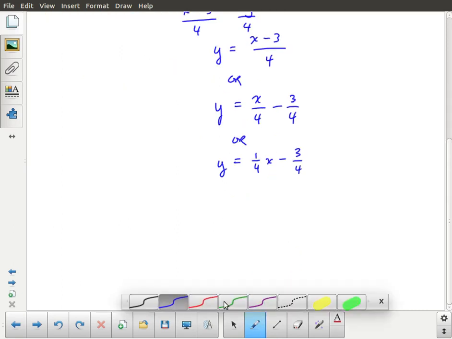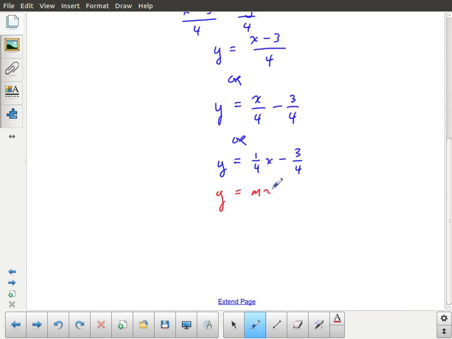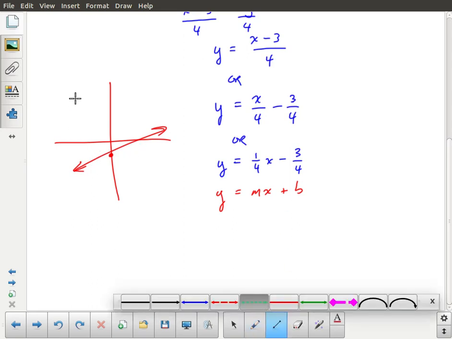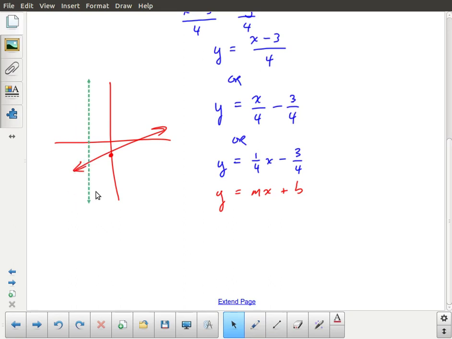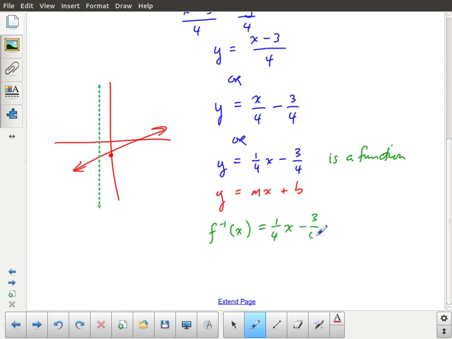And the reason for writing it this way is because it's now once again in the form y equals mx plus b. So this tells you that this is also a straight line. And this straight line has a slope of 1/4, and it has a y-intercept of -3/4, which means it's going to look something like that. And if we performed the vertical line test on this straight line, we would see that it is a function. So because this is a function, I could actually write this as f inverse of x is equal to 1/4 x minus 3/4.